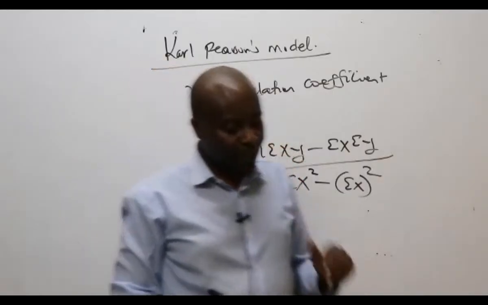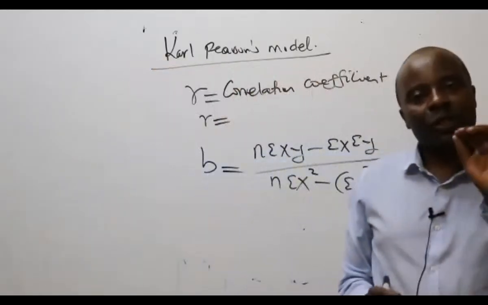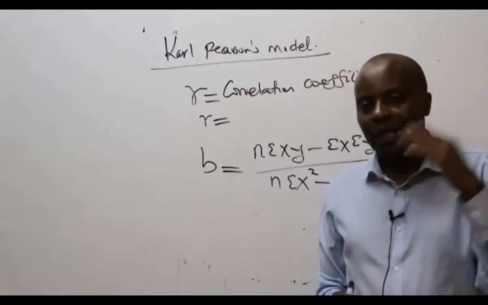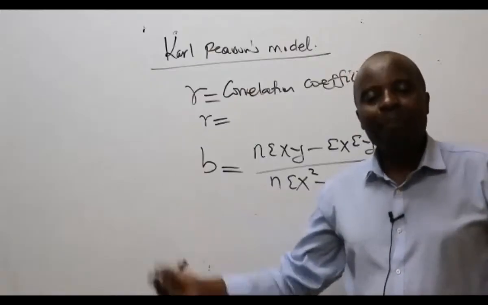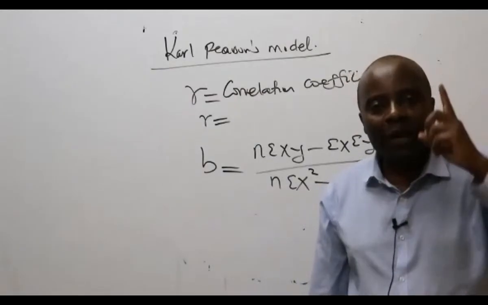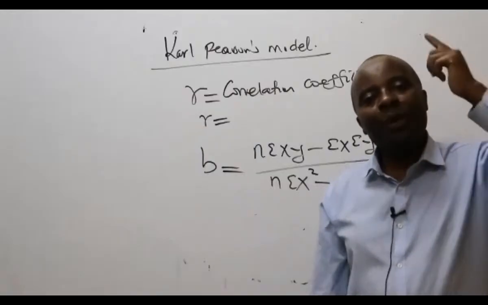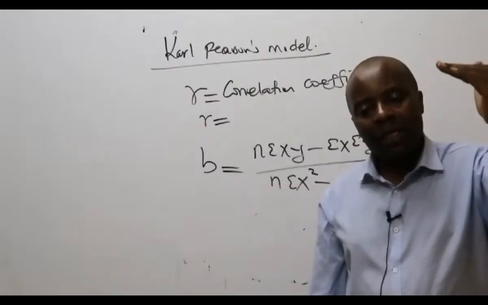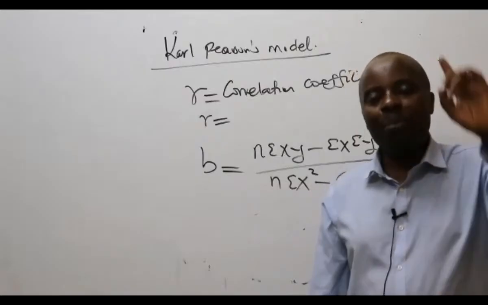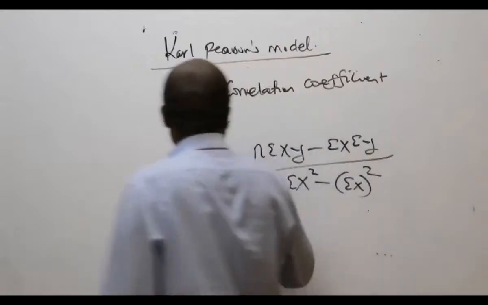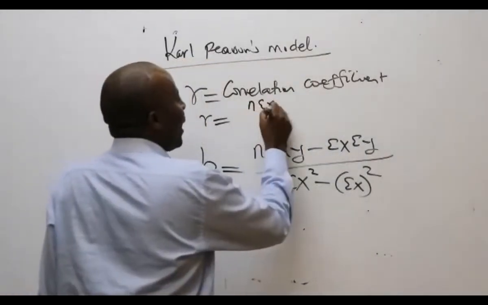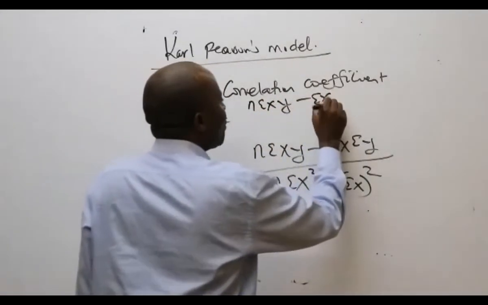Ladies and gentlemen, let me repeat this. I may forget about many things, about these formulas, but one thing that will never escape my memory is that the numerator of R is the same as the numerator of B. So the numerators are the same. So we have here n summations of xy minus summation of x, summation of y, all over.